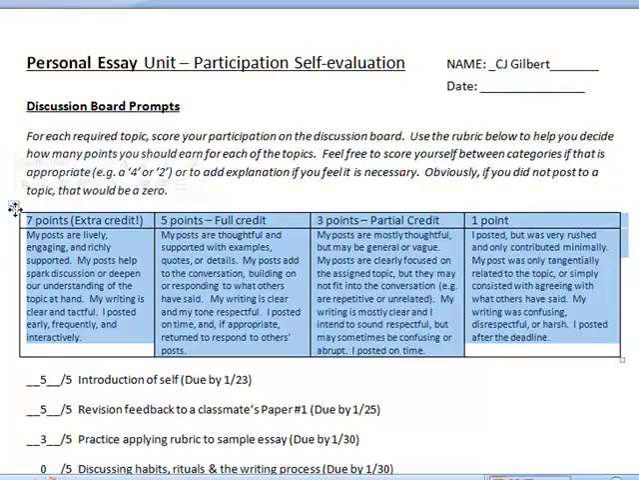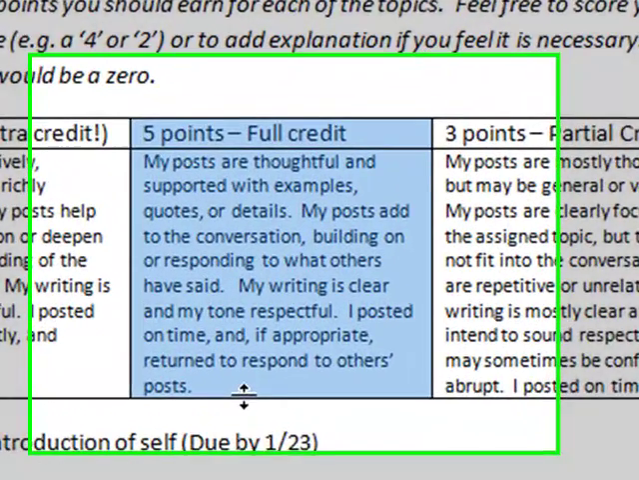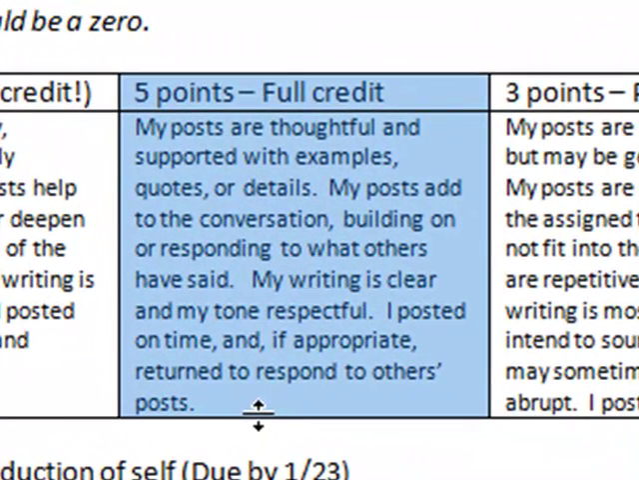The way this participation self-evaluation guide is set up is you will go through and score yourself for each of the areas of the discussion board that you were supposed to post to. I actually have it set up so that 5 points is full credit. Let's look at what full credit means. It means my posts are thoughtful and supported with examples, quotes, or details. My posts add to the conversation, building on or responding to what others have said. My writing is clear and my tone respectful. I posted on time and, if appropriate, return to respond to others' posts. That's what full credit looks like.